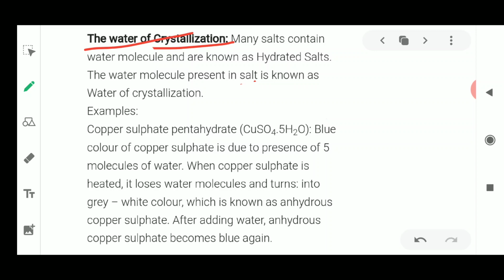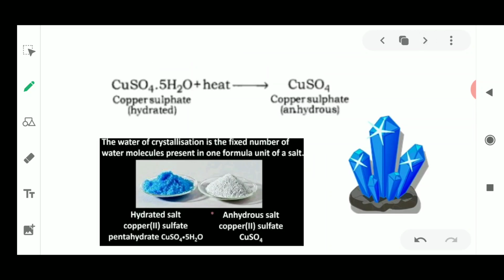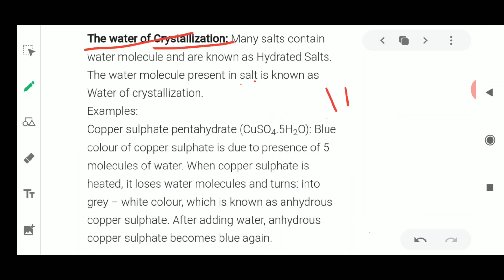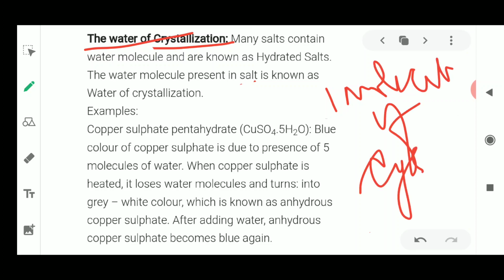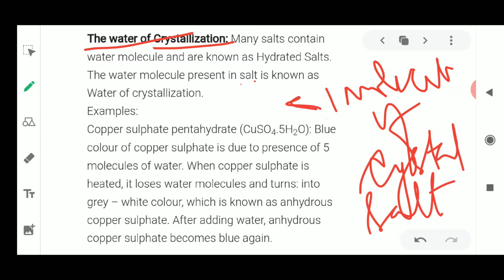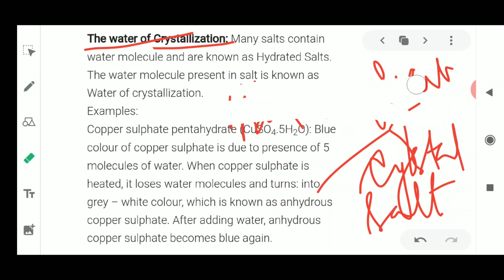Fine. Before that, I would just like to tell you about the definition of water of crystallization. Water of crystallization is the fixed number of water molecules present in one formula unit of a salt. For making one molecule of crystal of any salt, the number of water molecules which is required to make one molecule of crystal of salt is known as water of crystallization.